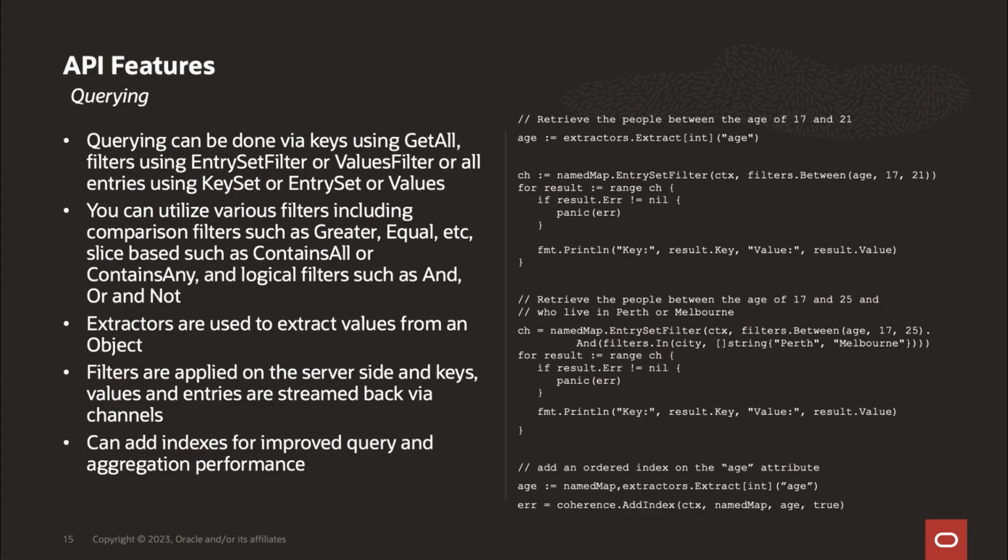We use extractors to extract values from an object. Filters are applied on the server side, and keys, values, and entries are streamed back via channels. You can add indexes to improve query and aggregation performance. So we've got some examples here.